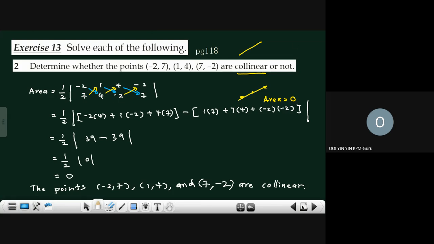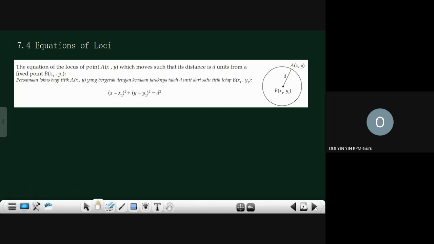So up to this point, that means we have done 7.3, the formula of area. Now we move to the last part of chapter 7, equations of locus. The situation is like this. Now read the sentence here: the equation of a locus point P(x, y). Usually this locus point is the one that you cannot see with your bare eyes. They say that the point keeps on moving, right? So we cannot determine where the point actually is, but we can know where the movement is. Kita tak boleh nampak terus the titik, right?